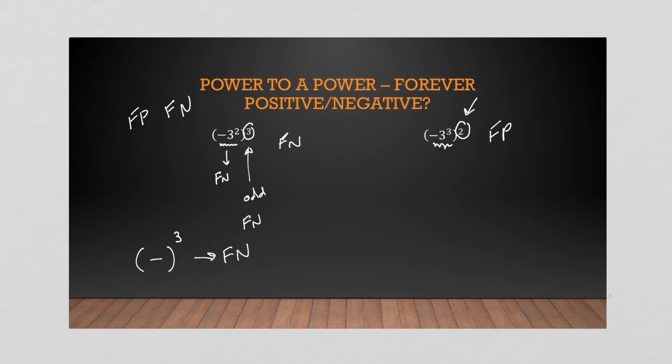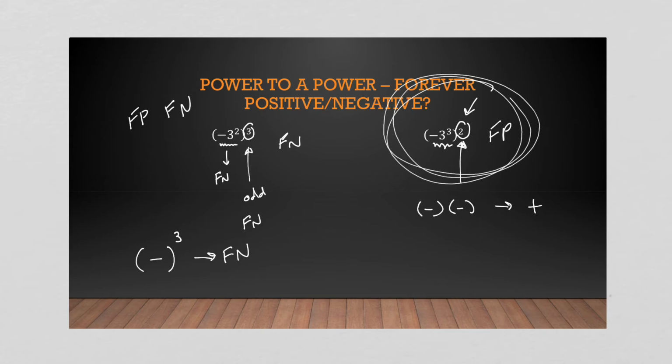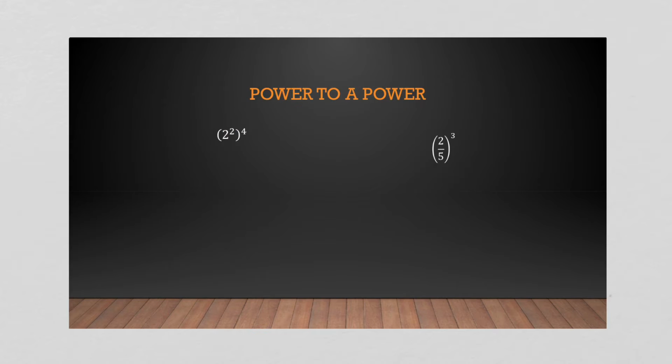If you look at the one on the right here, though, this is an even number. So it doesn't matter. Even if it's a negative, you have a negative twice, which is going to make a positive. So look at the outer exponent. That's the important one, the outer exponent. If it's even, forever positive always. If it's odd, you got to look at the inside. Okay, so now let's look at it in play here.